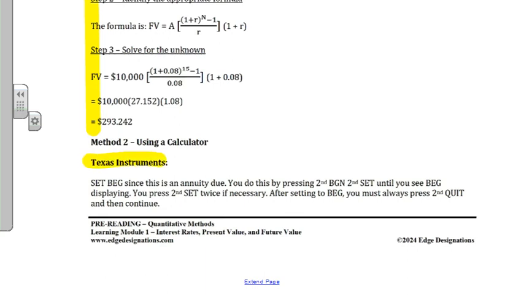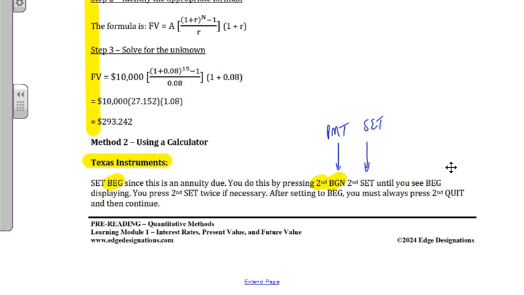We do this obviously via the Texas Instruments. Before you start, guys, make sure you set your calculator to begin mode because it's annuity due. How do we do this? Number one, you press second function. That's your yellow little button on the left hand side. Begin. The begin is the payment button. So you go second function, payment, second function. Now you need to push the set button. Why the set button? Because that's what sets it to begin mode. And again, if you want to unset it from that, you just reverse the process.